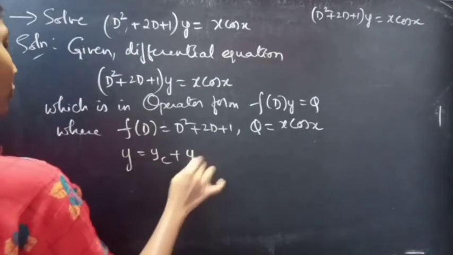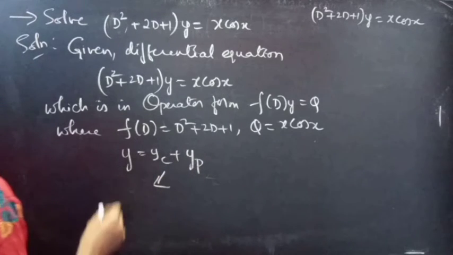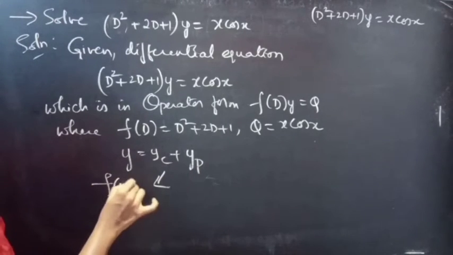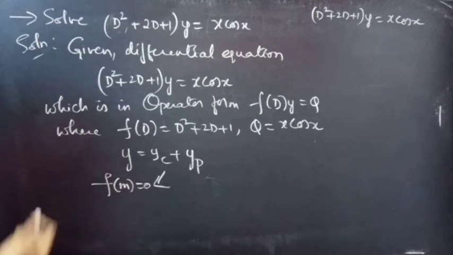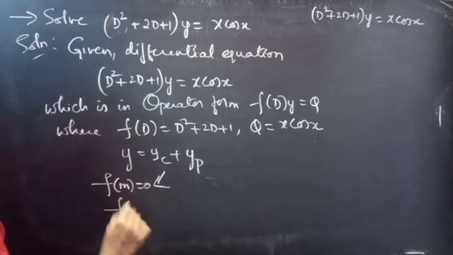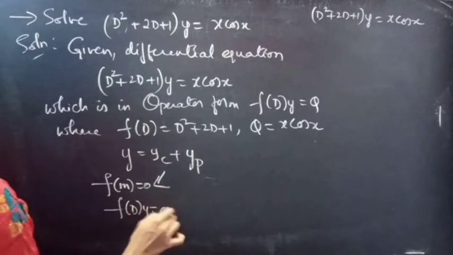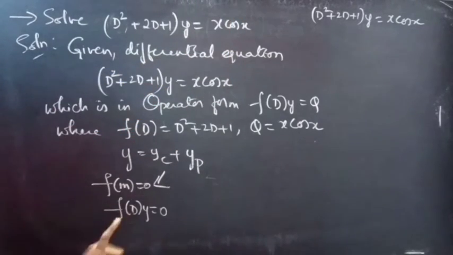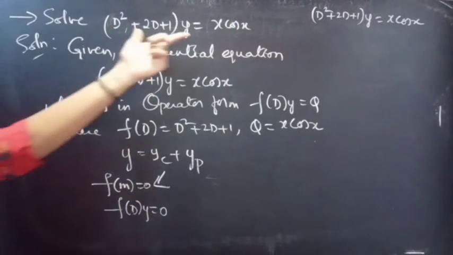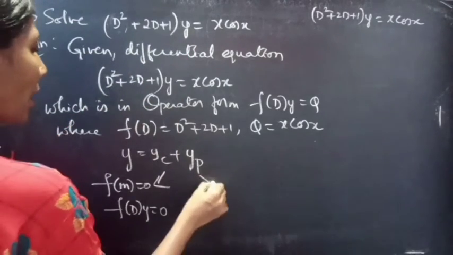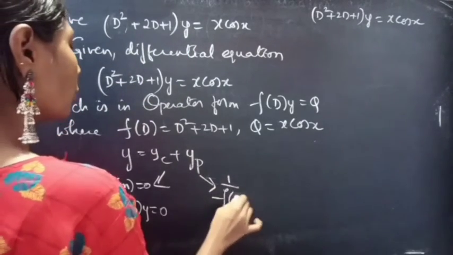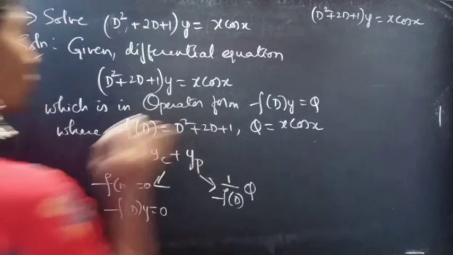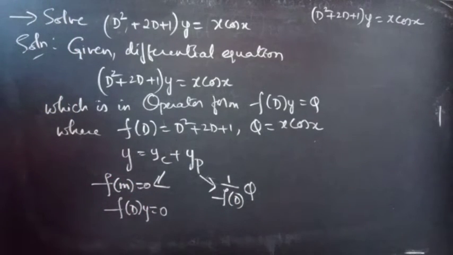plus yp. Here yc is the complementary function. We will find the complementary function using the roots of the auxiliary equation of the homogeneous equation of the given non-homogeneous equation. Simply by putting RHS to 0, we'll get the homogeneous equation of the given non-homogeneous equation. And we'll find yp using 1 by f of D into Q. Right? Now let's find yc and yp.